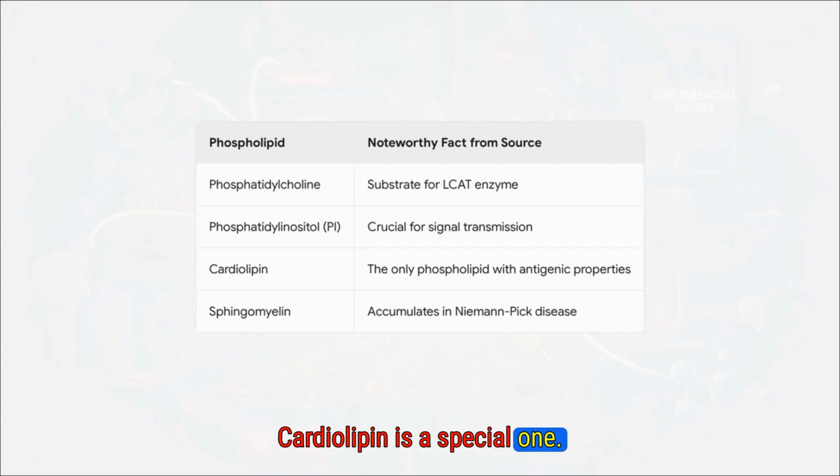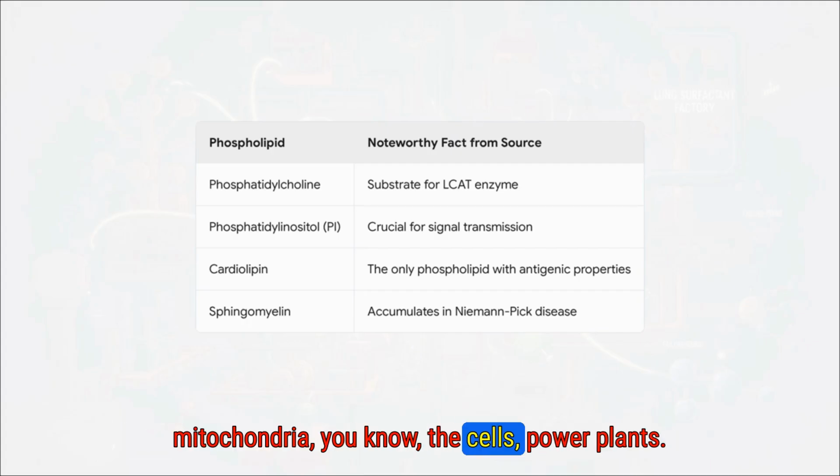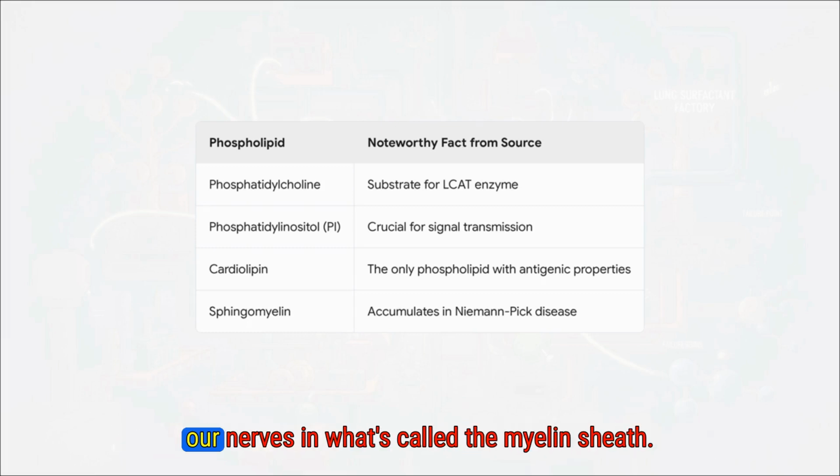Cardiolipin is a special one. It hangs out almost exclusively in the inner membrane of our mitochondria, the cell's power plants. And finally, sphingomyelin, which is essential for insulating our nerves in what's called the myelin sheath.